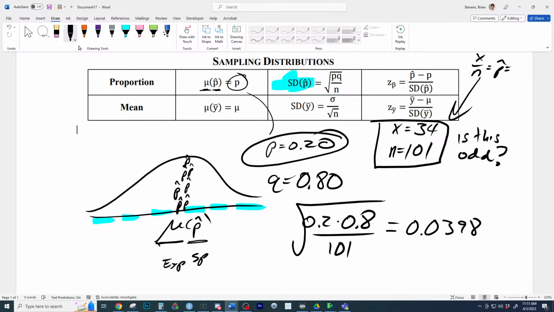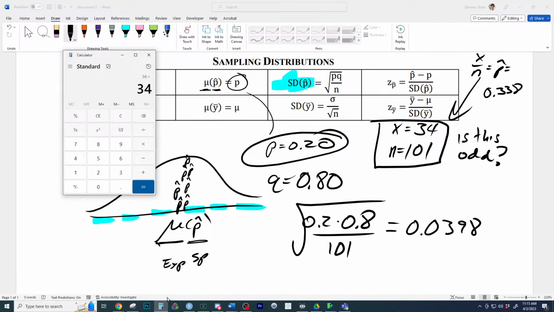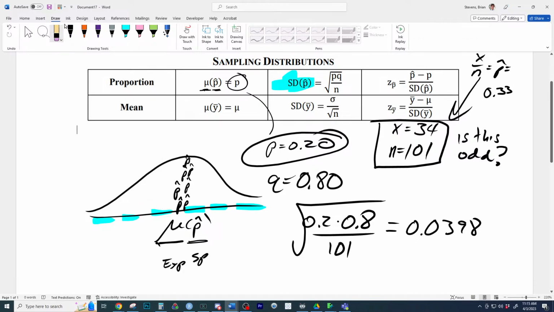p hat is going to be about 0.338 or so. Is that correct? It's going to be right under 34%. So x over n, about 338. I'm just estimating right there. I guess I could always put it into the calculator. I would suggest doing that on the test. And it's 337. So very close.